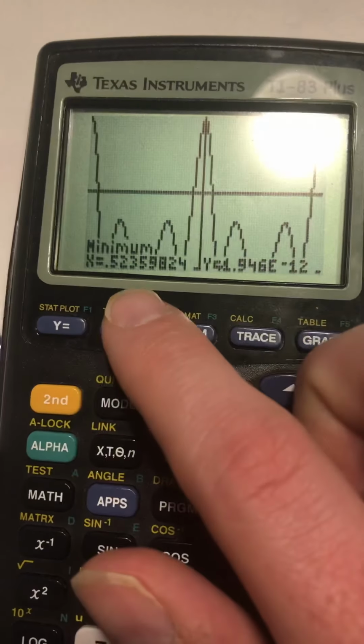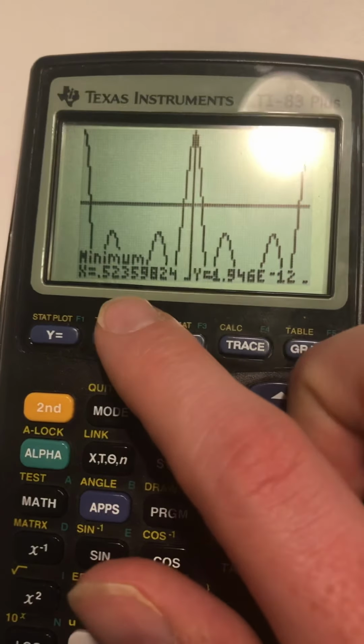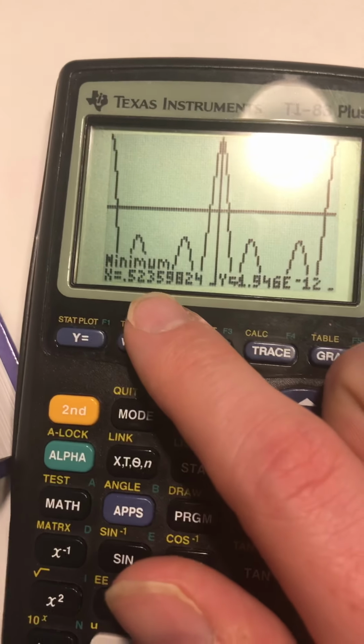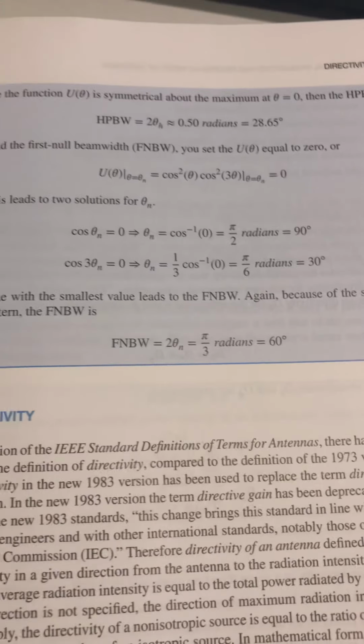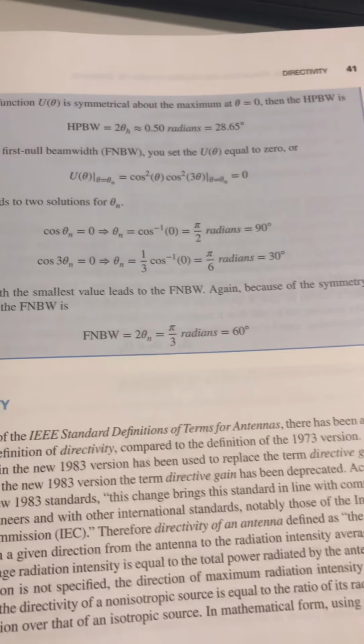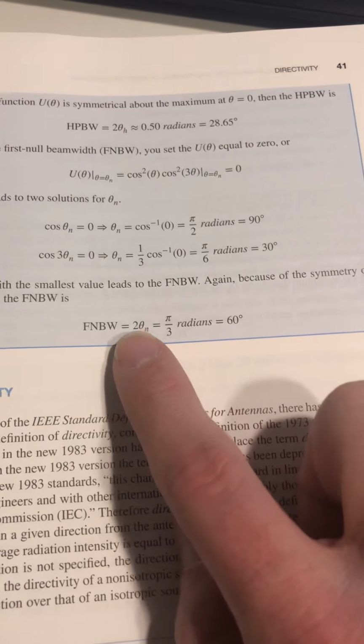and it spits out 0.52. 0.52 radians is about 30 degrees, and if you take 30 degrees and multiply it by 2, you'll get your 60 degrees, which is the first null beam width.